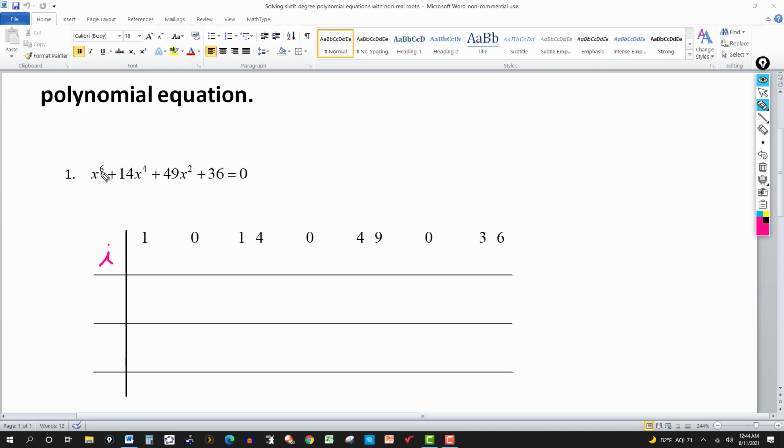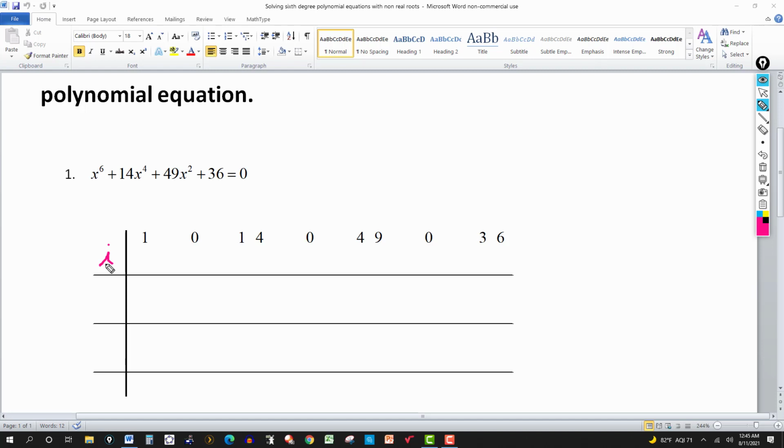So you have x to the 6th, and then the next term should be x to the 5th. We don't have it, so this should be a 0 here. And then we have an x to the 4th. Coefficient is 14, then we should have an x to the 3rd. Don't have it, so the entry there is 0. And then we should have an x squared. Coefficient is 49, no problem, we put it down. Then we should have an x term, don't have it, so the coefficient is 0. And then the constant term is 36, and now we continue.